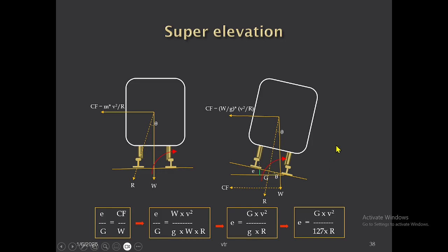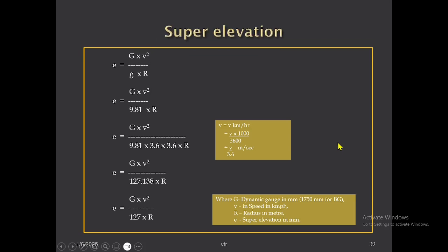Okay, so let's go to the next slide. Previously we have seen V squared equal to g R. Again, we are substituting 9.81 meter per second squared for g, whereas normally we substitute V in kilometer per hour. So V into 1000 by 3600 is the conversion, which gives V by 3.6.